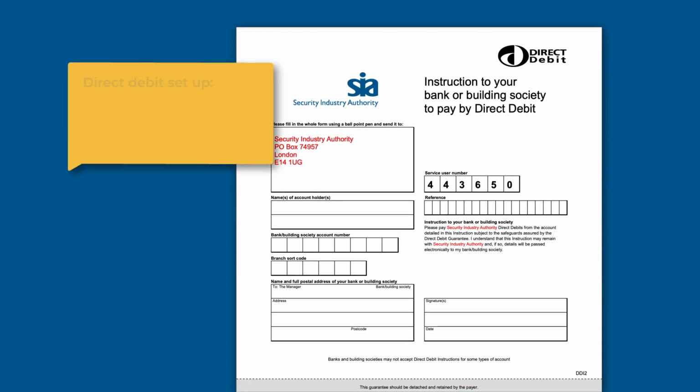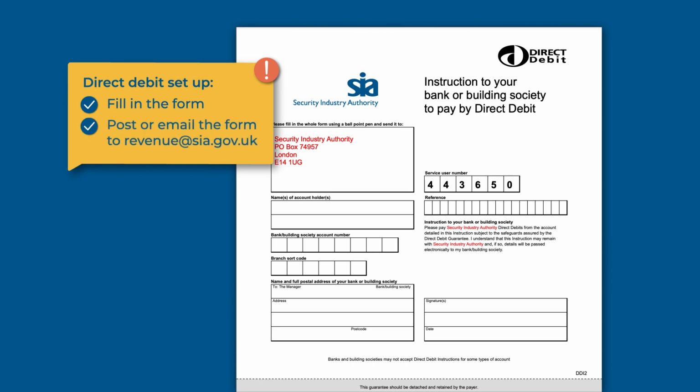Fill in the form with your company's details and then send it to us. You can post the form to us or email a digital copy to revenue@sia.gov.uk. When we receive the form, we'll update your business account to unlock the 3 boxes we mentioned earlier. We will contact you to tell you that we've done this.